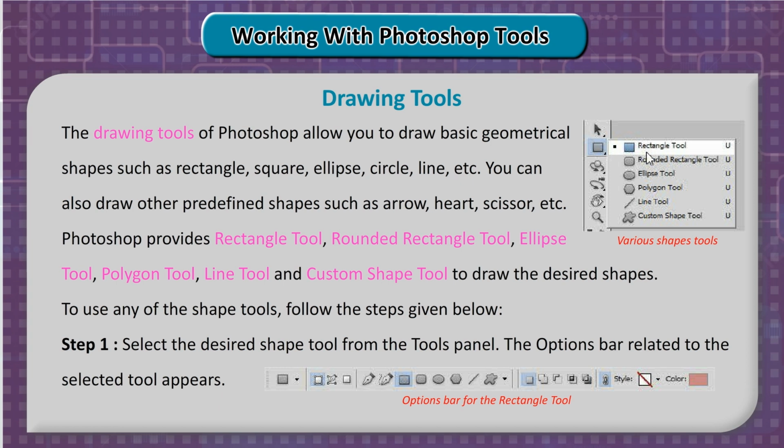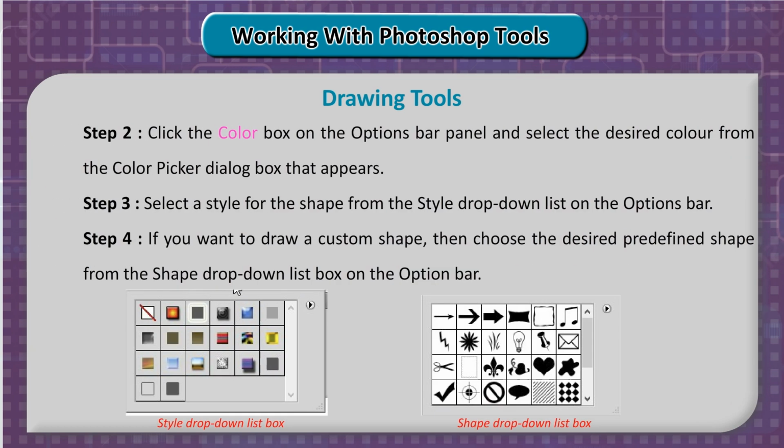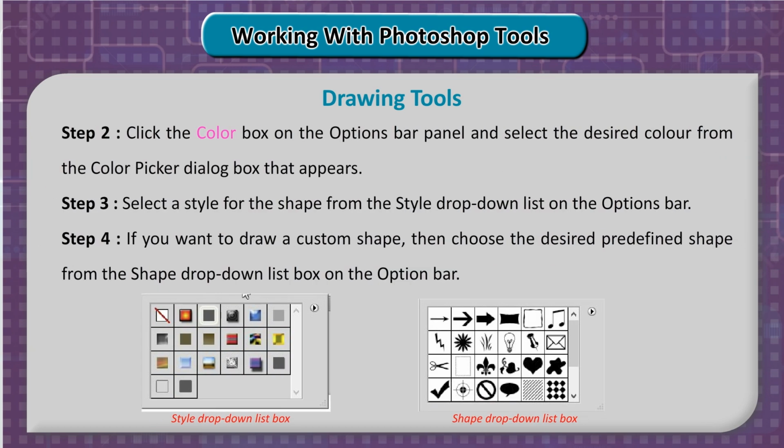Step 1. Select the desired shape tool from the Tools panel. The options bar related to the selected tool appears. Options bar for the rectangle tool. Step 2. Click the color box on the options bar panel and select the desired color from the color picker dialog box that appears. Step 3. Select a style for the shape from the Style drop-down list on the Options bar.